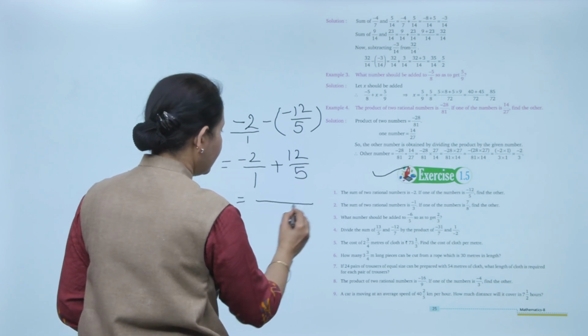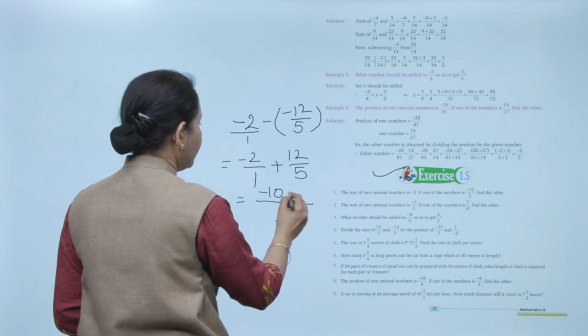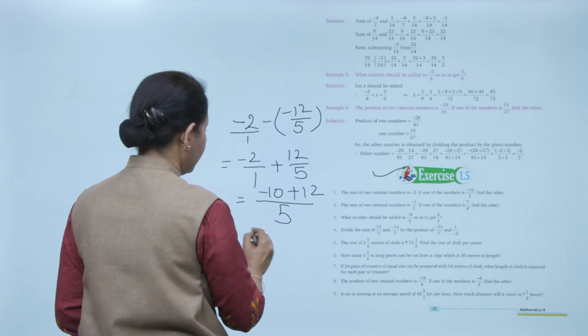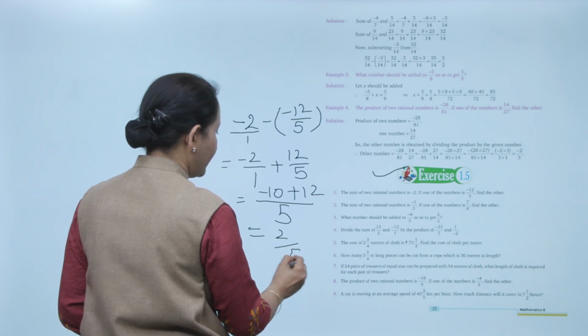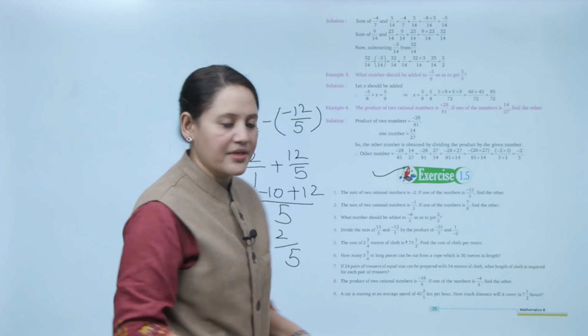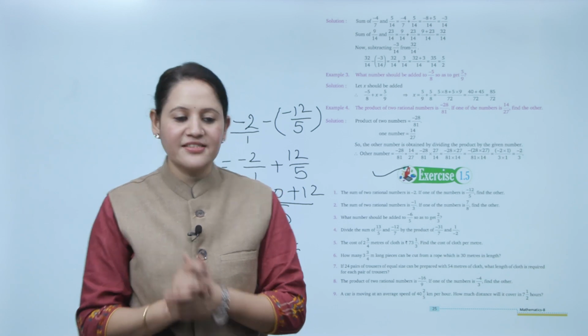Denominators are different. Take 5 as the LCM. So you get minus 10 plus 12. So that is 2 upon 5. That is the other number. Clear? So you have to practice all the questions of this exercise.